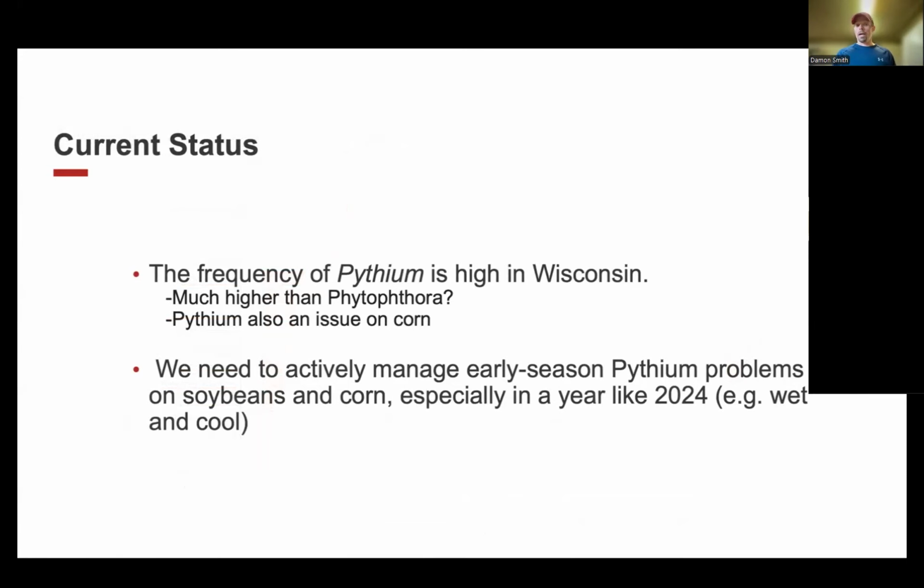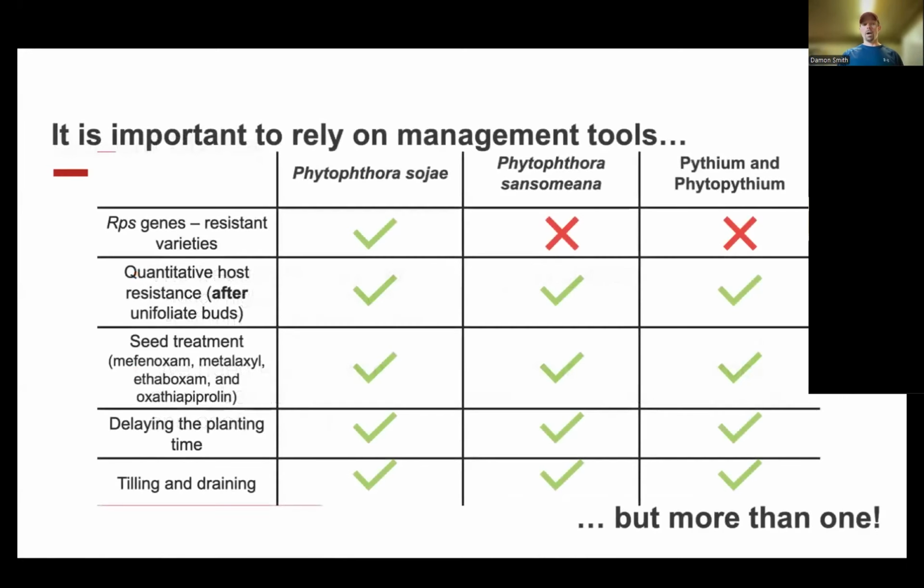It is a problem on corn as well, so we might even need to be looking at our rotations and maybe taking a hard look at the seed treatments that we're going to be using as well. We need to actively manage early season Pythium problems on soybeans and corn, especially in a year like 2024. Keep your eyes out, be out there scouting, targeting fields that you know have heavier soils, poorly drained. Those are going to be the areas where you might run into these problems.